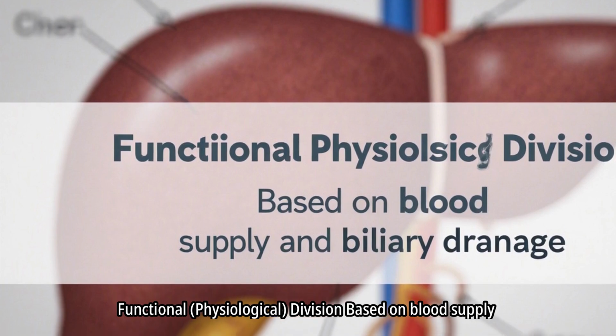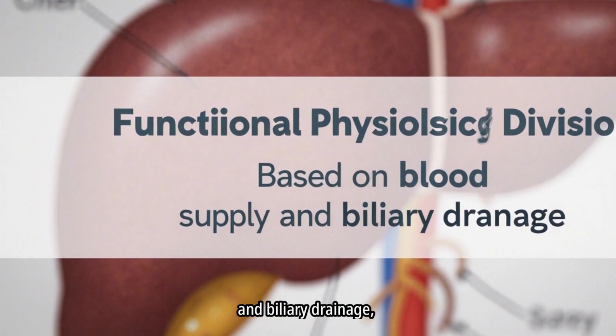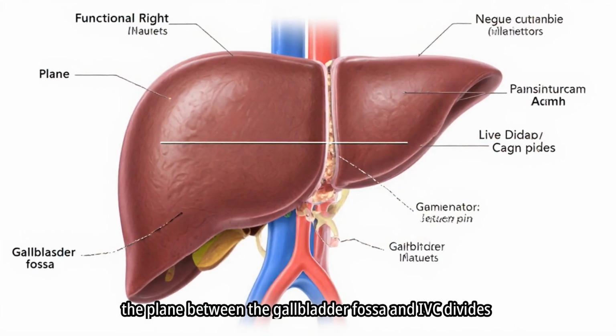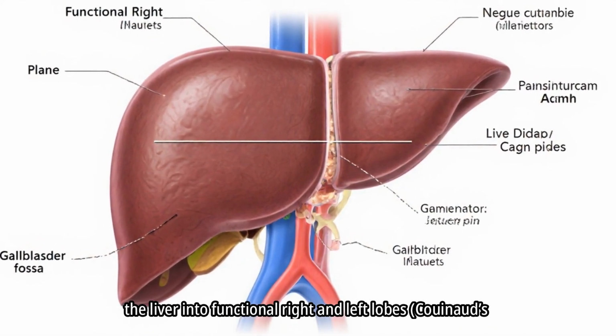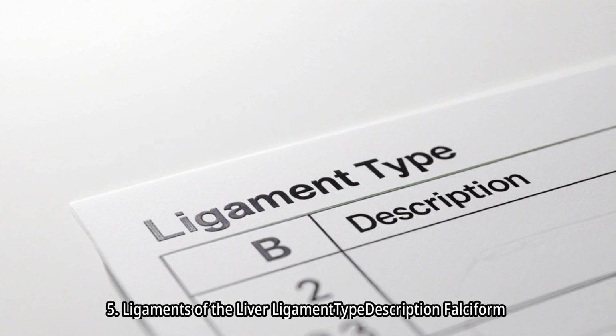Functional, physiological division is based on blood supply and biliary drainage. The plane between the gallbladder fossa and IVC divides the liver into functional right and left lobes. Couinaud's classification. 5. Ligaments of the liver.